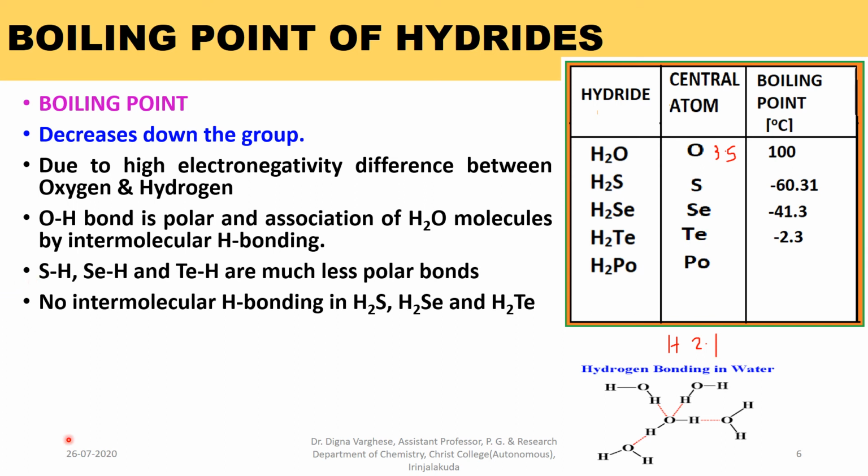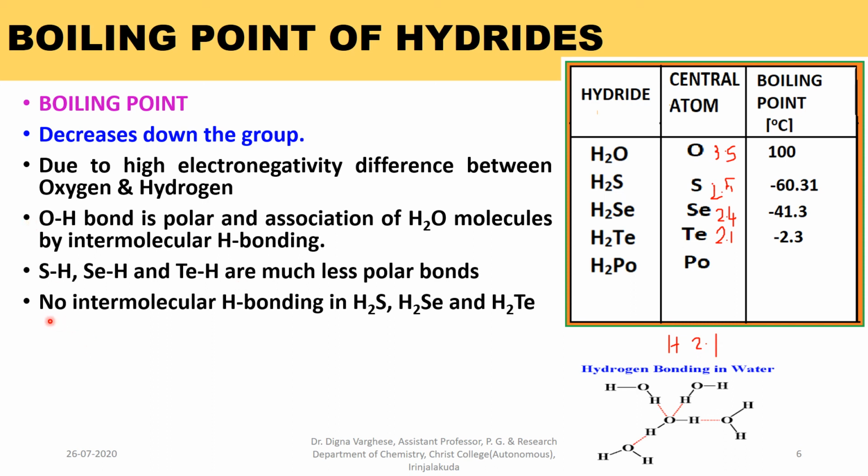In the case of sulfur, the electronegativity value is 2.5, for selenium it is about 2.4, and for tellurium it is 2.1. Therefore when compared to hydrogen the value is not much higher. Therefore the SH, SeH and TeH bonds are much less polar when compared to the OH bond.